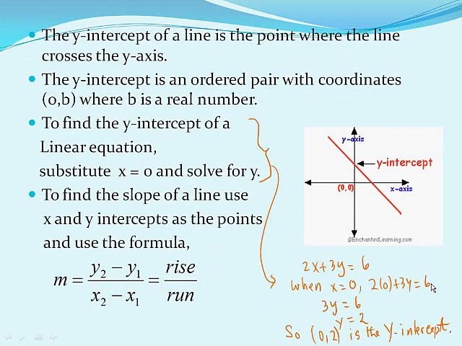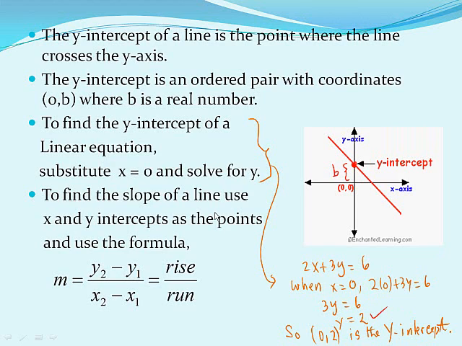The y-intercept of a line is the point where the line crosses the y-axis. The y-intercept is an ordered pair with coordinates (0, b), where b is a real number. To find the y-intercept of a linear equation, substitute x equal to 0 and solve for y. Here is an example. 2x plus 3y equal to 6. When x equal to 0, I can calculate y as 2. So (0, 2) is the y-intercept.